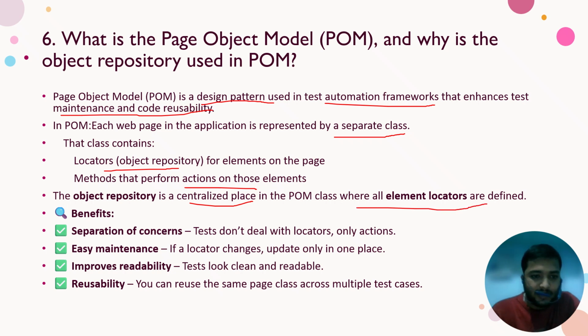Benefits of the Page Object Model: separation of concerns, the test does not deal with the locators, only actions. Easy maintenance: if a locator changes, update it in only one place. Improved readability: tests look cleaner and readable. Reusability: you can reuse the same page class across multiple test cases.